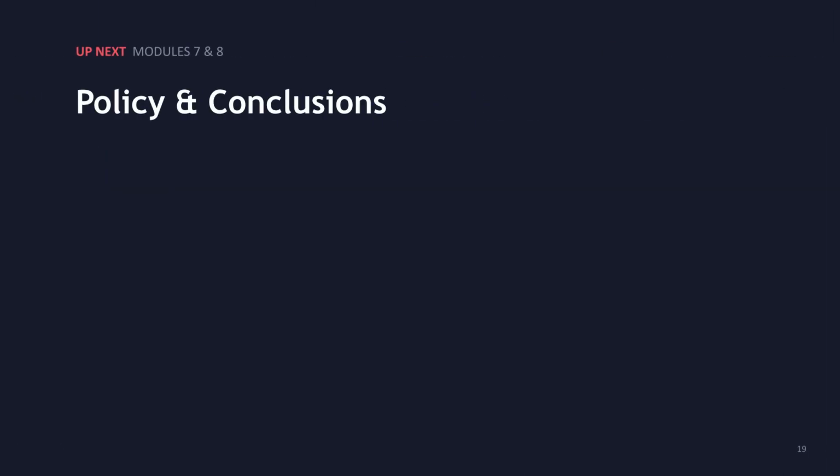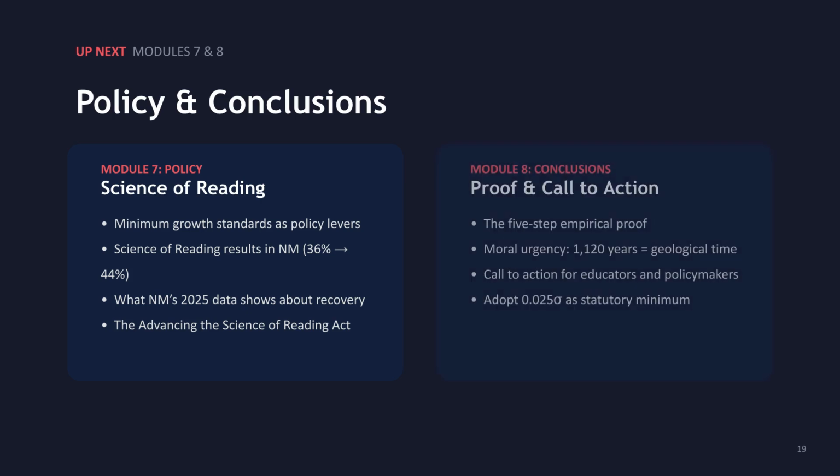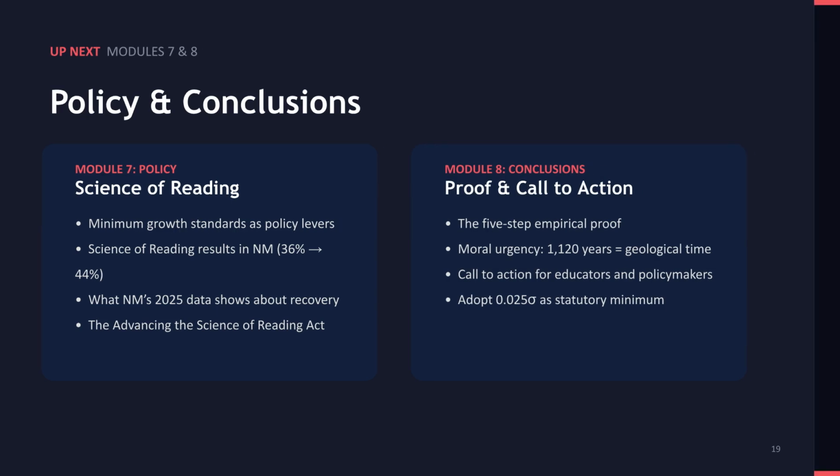Modules 7 and 8 deal with policy and conclusions. Module 7 introduces minimum growth standards as policy levers and examines the science of reading results. Module 8 provides the 5-step empirical proof, emphasizes the moral urgency, and calls for adopting 0.025 sigma as the statutory minimum.